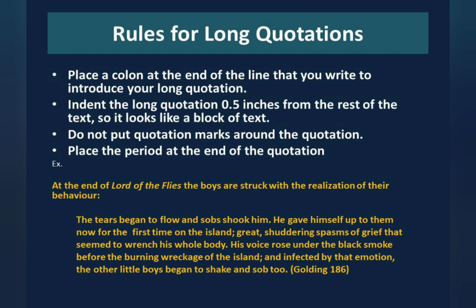If you have to include a long quotation with 4 or more sentences, what has to be done is place a colon at the end of the line that you write to introduce your long quotation. Indent the long quotation 0.5 inches from the rest of the text so it looks like a block of text. Do not put quotation marks around the quotation. Place the period at the end of the quotation. An example is given here.